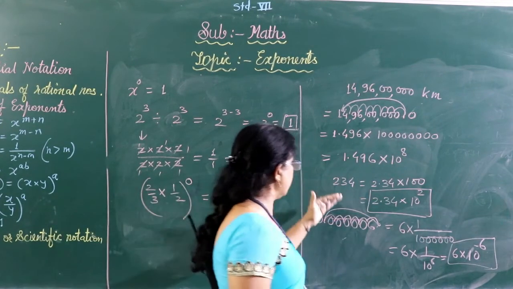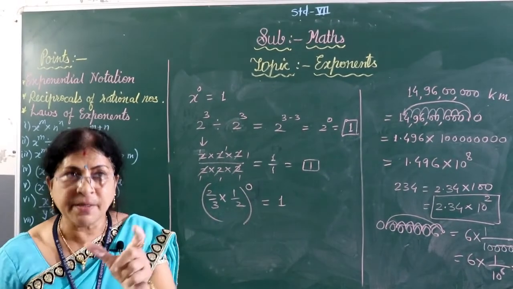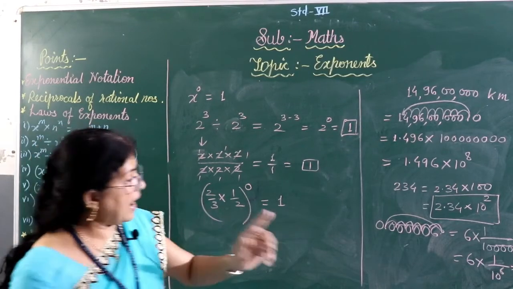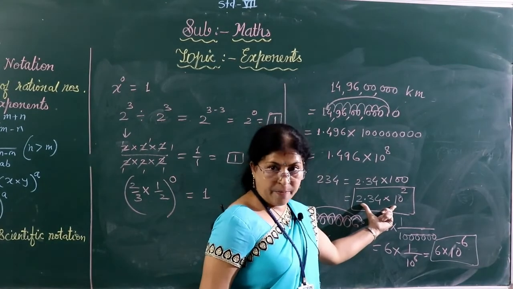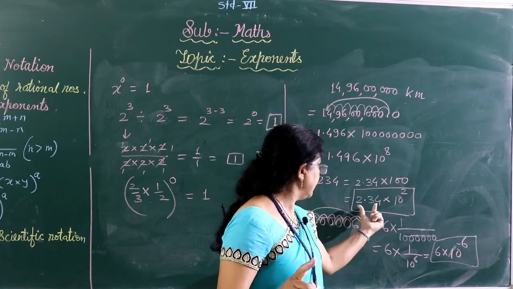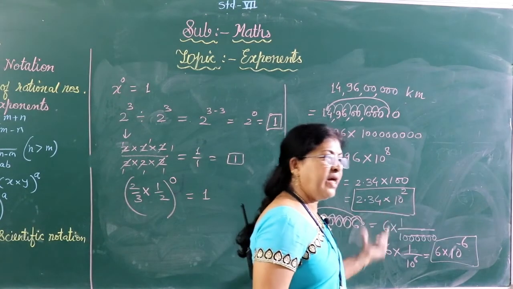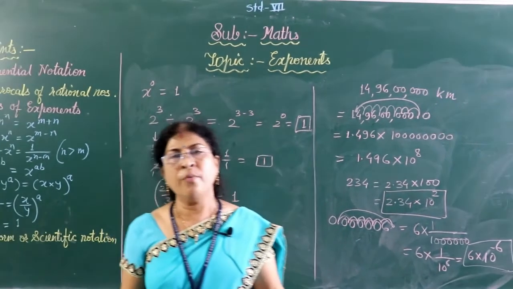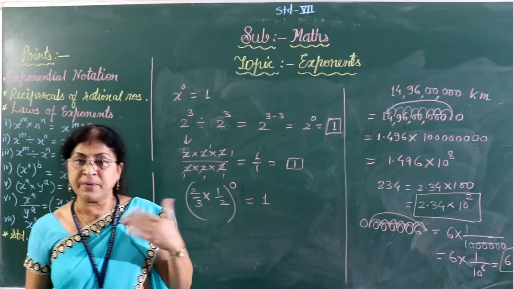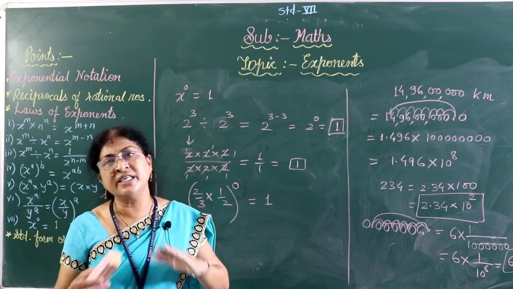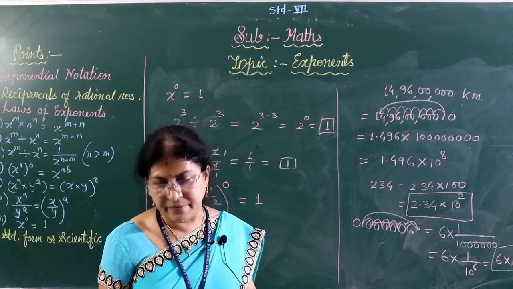So when we express any number as the product of a decimal number between 1 and 10, like 2.34, and a power of 10, that form is called the standard form or scientific notation. These can be used for expressing big numbers in an easier way. That's why we use this exponential form to show numbers in scientific notation.